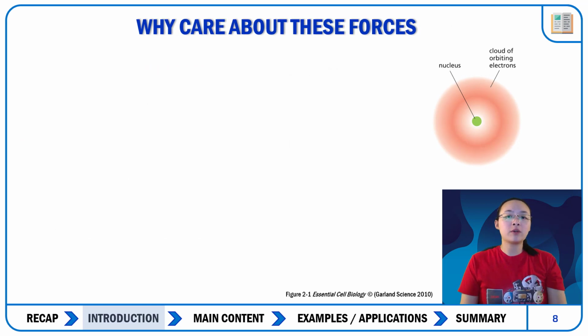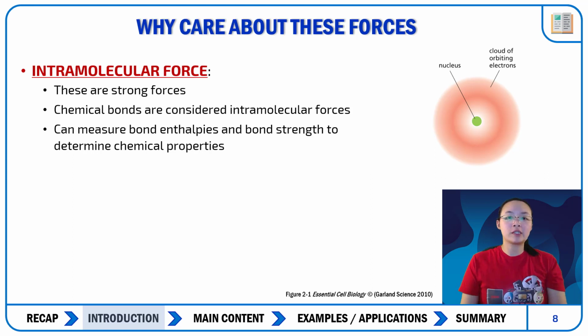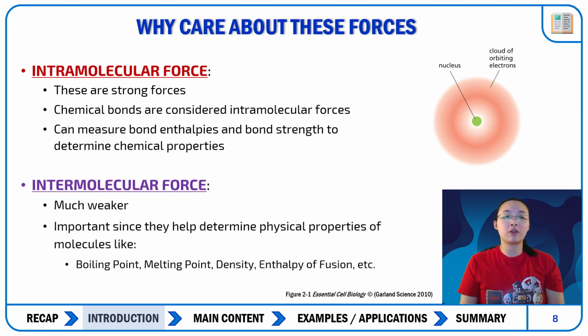So now we want to figure out why these types of forces are important. For intramolecular forces, we call these strong forces. Chemical bonds are considered intramolecular forces, and we can measure bond enthalpies, bond strength, to determine the chemical properties of a specific structure. Meanwhile, intermolecular forces are a lot weaker, but they're extremely crucial because they can help determine the physical properties of molecules, such as boiling points, melting points, densities, enthalpy of fusion, etc. So it's important that we understand that both play a key role in all of this.